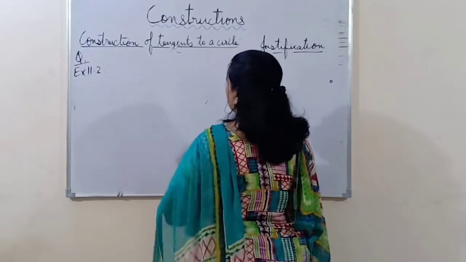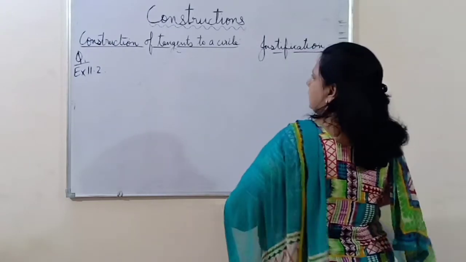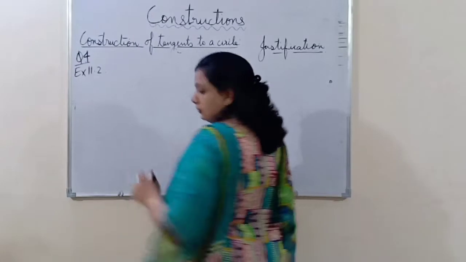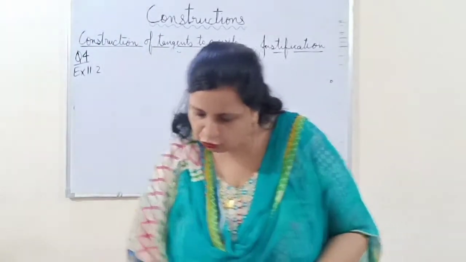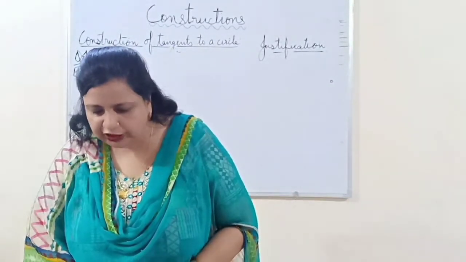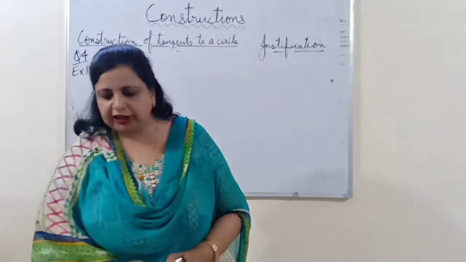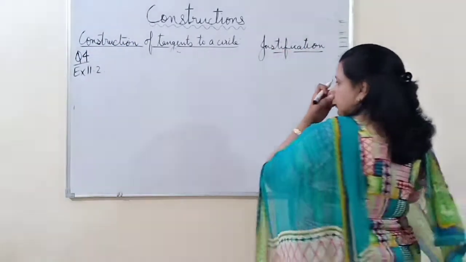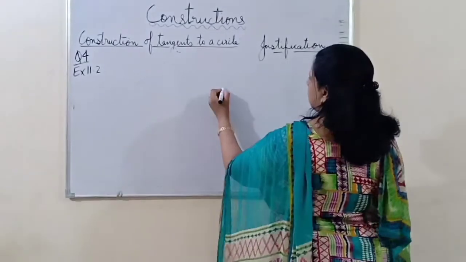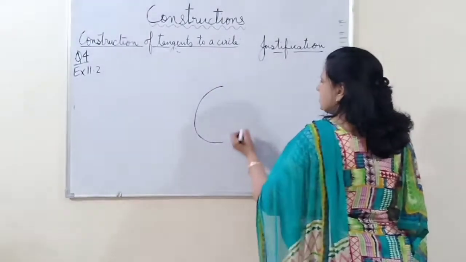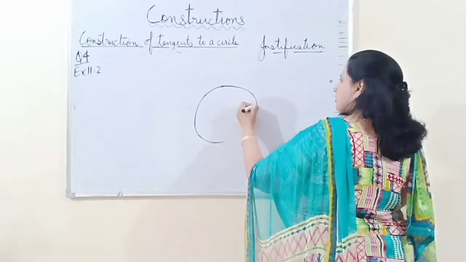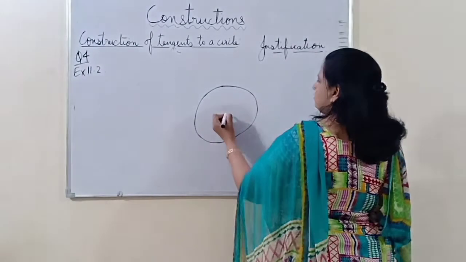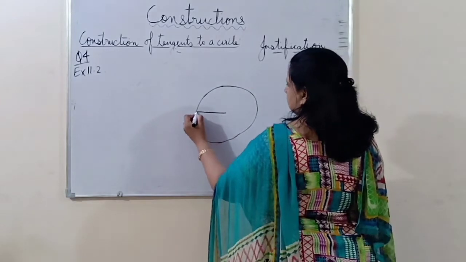Now question 4 says that draw a pair of tangents to a circle of radius 5 cm which are inclined to each other at an angle of 60 degree. Now you have a circle of radius 5 cm. So first draw a circle of radius 5 cm.